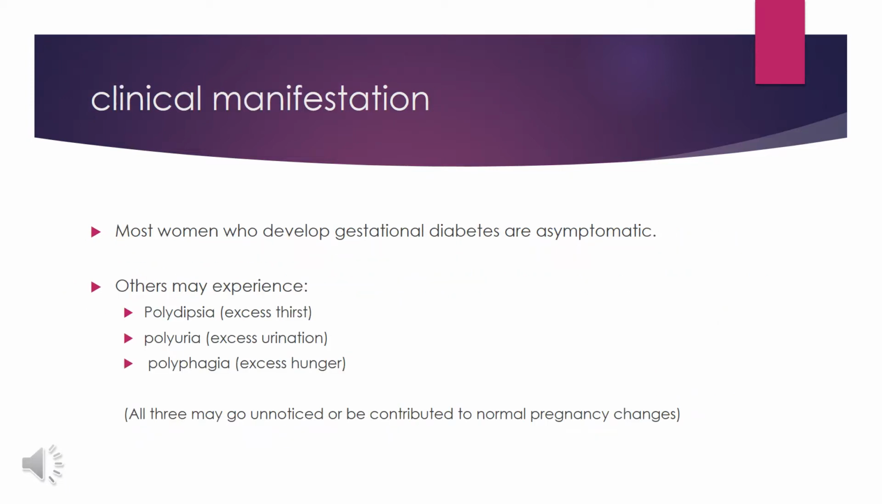Clinical manifestations. Most women who develop gestational diabetes are asymptomatic. Those who do develop symptoms usually experience polydipsia, polyuria, and polyphagia. All three may go unnoticed or be attributed to normal pregnancy changes.